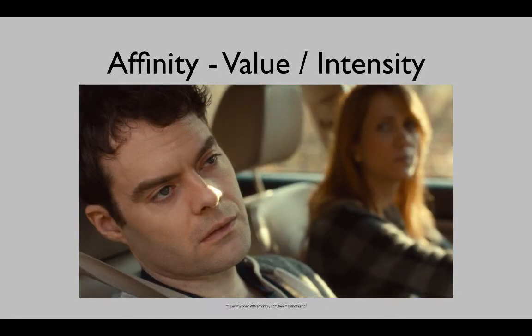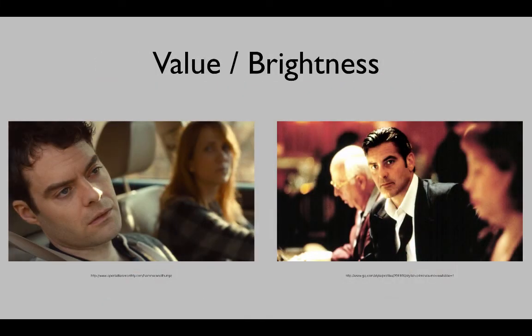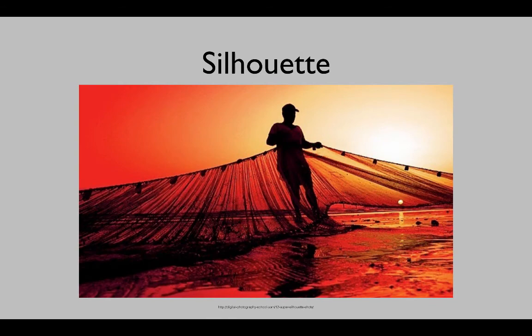All elements of art can be in affinity or contrast with themselves. This is an example of affinity of value, or the intensity of the colors. And this is an example of the contrast of value. You can feel how different the two scenes are in terms of visual intensity, just because of this one contrasting element. Taken to the extreme, this contrast of value becomes silhouette.